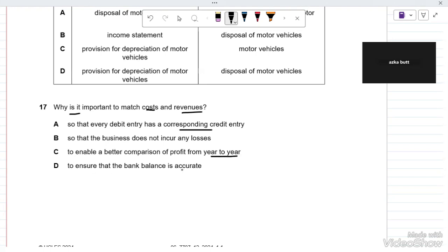D is to ensure that the bank balance is accurate. We are not matching costs and revenue just to make the bank balance accurate, so it's not right. Basically matching costs with revenues ensures that profits are accurately calculated for the same accounting period. It will allow better year-to-year comparisons. So C option is the right option.